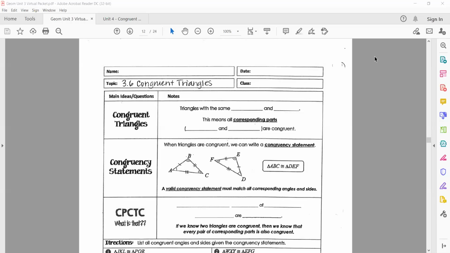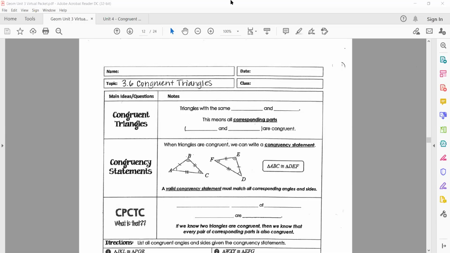So if you've proved that two triangles are congruent, and you've got a congruency statement, then you know that the pieces and parts are also going to be congruent. That makes sense, right? Because congruency requires that every part of each triangle be identical. It's got to be the same for both.